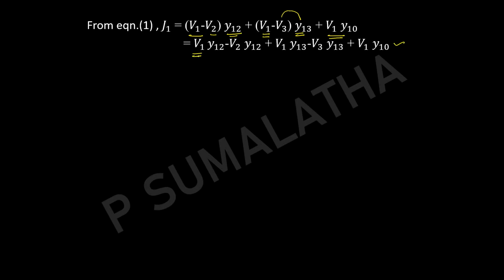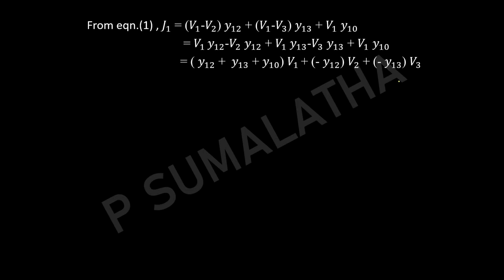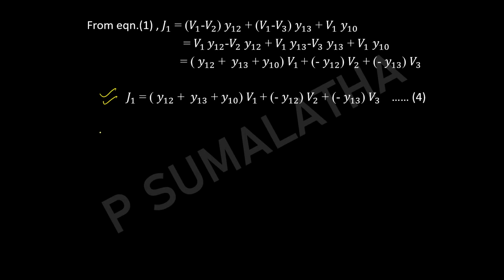Now we have to bring all the V1 terms together and V2 terms together, similarly V3 and V4 terms. Here we have one V1 term, here one V1 term, here one V1 term. So that is (Y12 plus Y13 plus Y10) into V1. Next, minus V2 into Y12 minus V3 into Y13. This is one of the equations that we need.